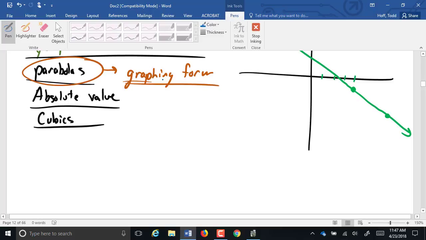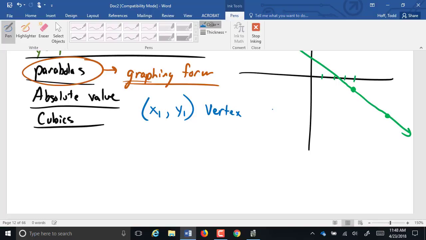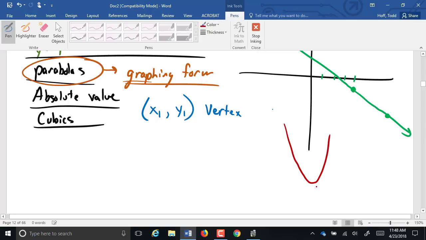So anyway, graphing form looks exactly like it did up here for the point slope form of the equation. We have a point x1, y1, that is the starting point. It's actually called the vertex of that parabola. Remember, a parabola is shaped kind of like a U. The vertex is that point where it goes from going up to going down, or from going down to going up, depending on which direction it opens.